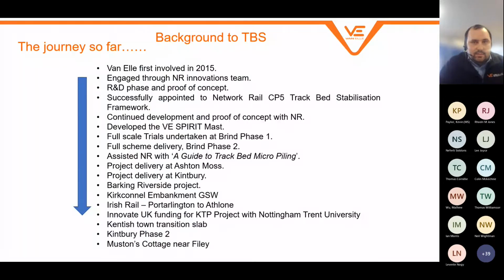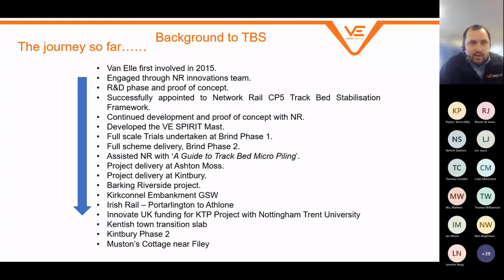So where did TBS come from and the journey so far? Van Al were first involved in around 2015, where we were engaged by Network Rail through their innovations team to look at a system to be able to deal with poor subgrade, but at the same time leaving the track in situ. So we developed ideas around this. We went through a research and development phase and proof of concept, to which we were successfully progressed on to the CP5 trackbed stabilisation framework. And we continued development of that system and proof of concept with Network Rail. We developed an installation system, which is the Spirit Mast, as we call it, that I'll explain more about shortly.